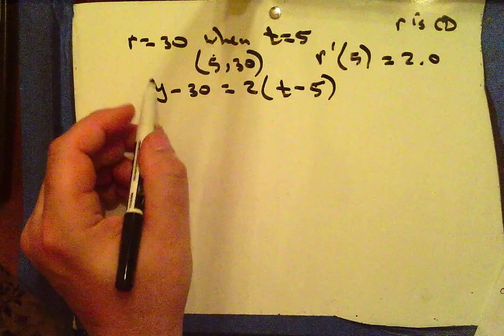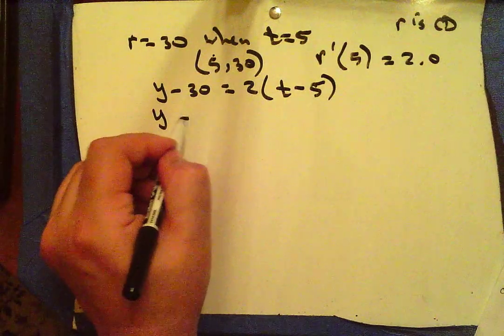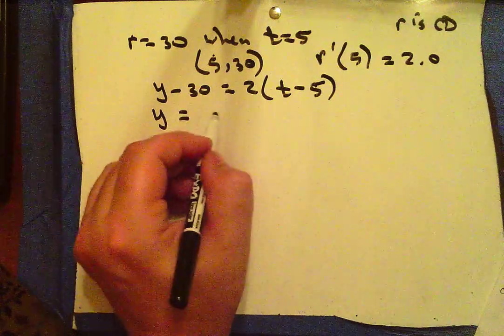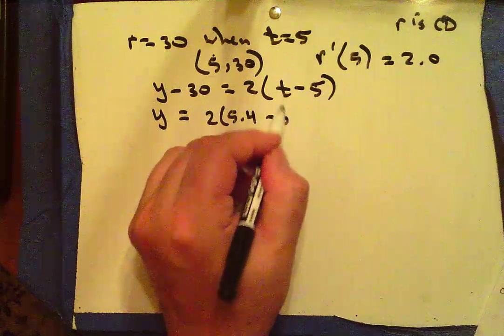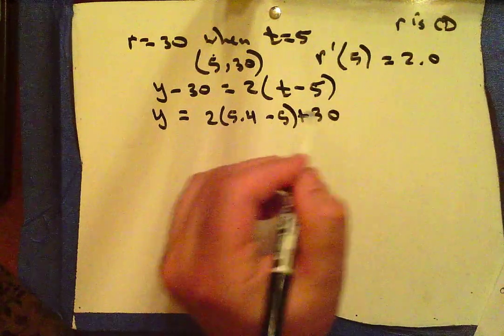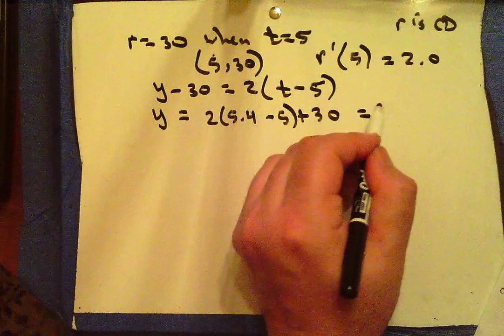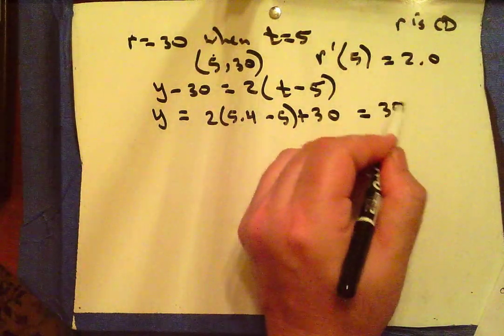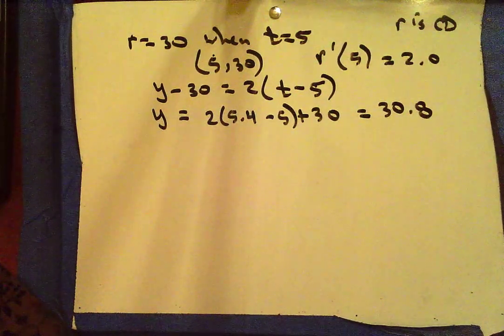And we want to approximate y at 5.4, so 5.4 minus 5 plus 30. That's going to be 0.4 times 2 is 0.8, and I get 30.8. 30.8 for 3A.